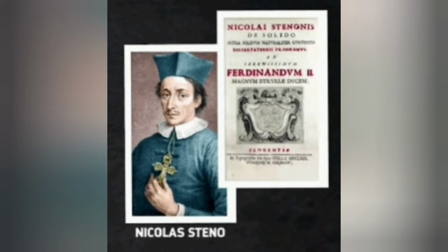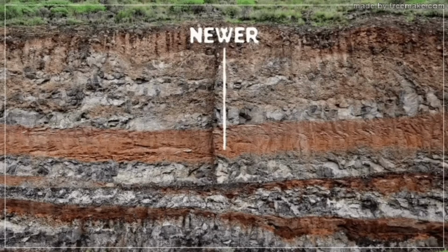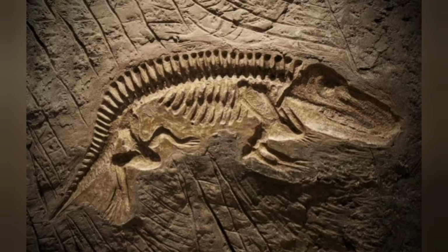Steno argued that the layers closer to the surface must be younger than the layers below them. So the farther down you dig, he thought, the older the fossils are that you find there. Sounds legit, right? But in Steno's day, when some people thought that fossils had literally fallen from the sky for some reason, this was a pretty revolutionary idea.